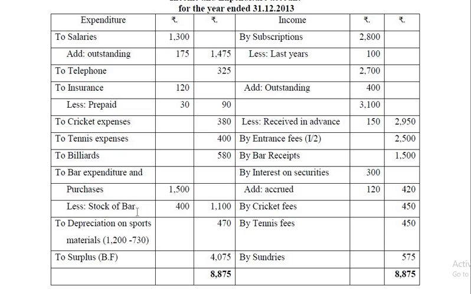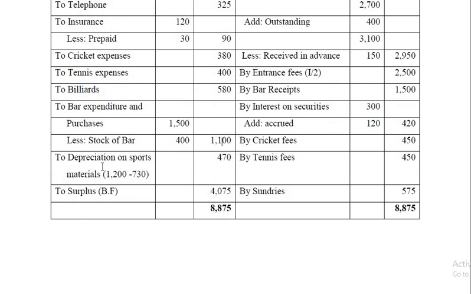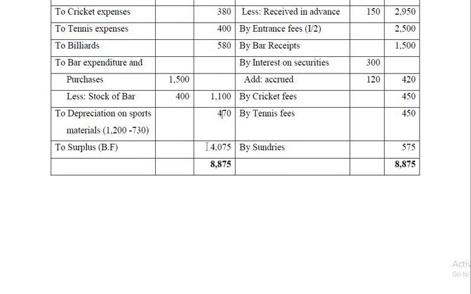Of course, from that you have to deduct stock of bar. So these things. And depreciation on sports materials: 1,200 purchased, but closing stock is 730. That means the remaining amount is nothing but depreciation. As a result, if you compare the two sides, balancing figure is 4,070 surplus. Surplus is nothing but excess of income over expenditure. If expenditure is more than income, then we say that deficit.